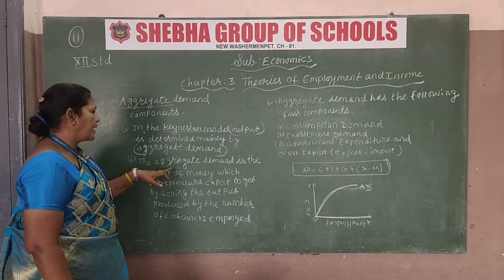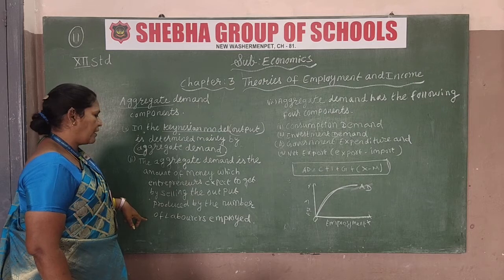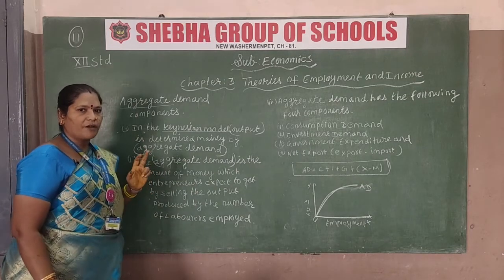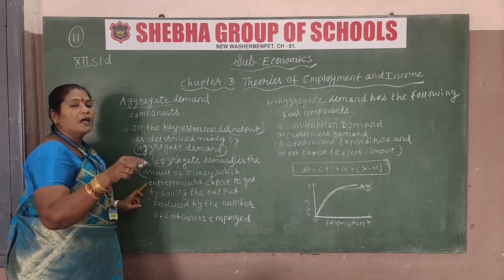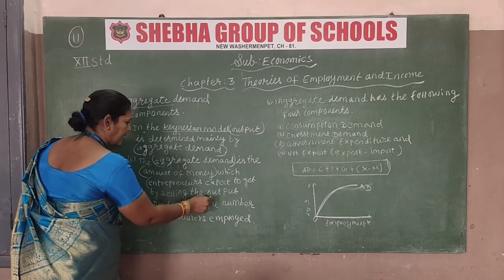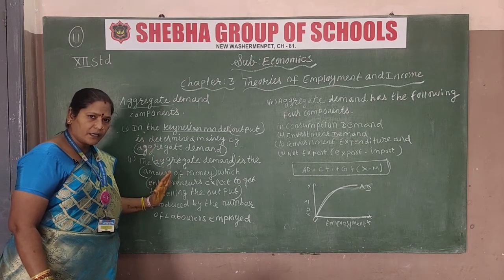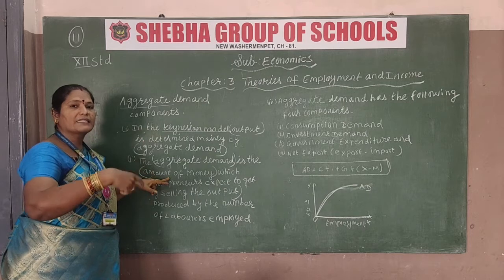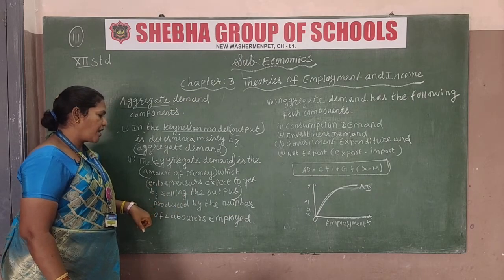Second, aggregate demand is the amount of money which enterprises expect to get by selling the output produced by the number of laborers employed. The aggregate demand means the demand for the product we produce, and for that, money is required. The total money invested in the companies and industries is what the enterprise expects to get back by selling the output. Where there is aggregate demand, they invest money for the product produced in the company, sell the output and earn money, that is, profit.